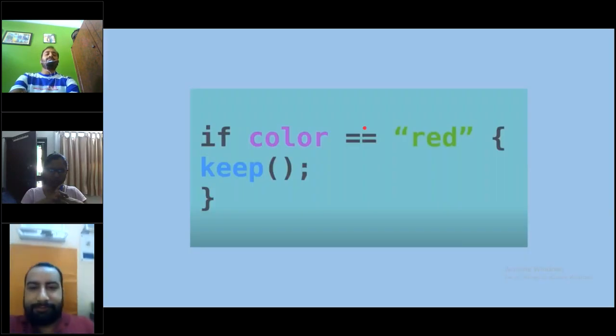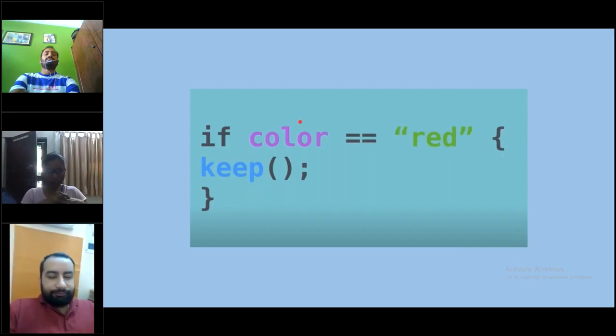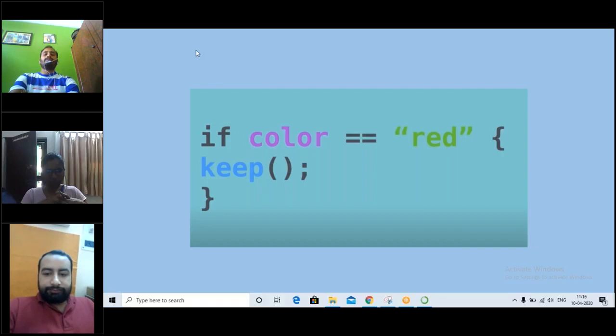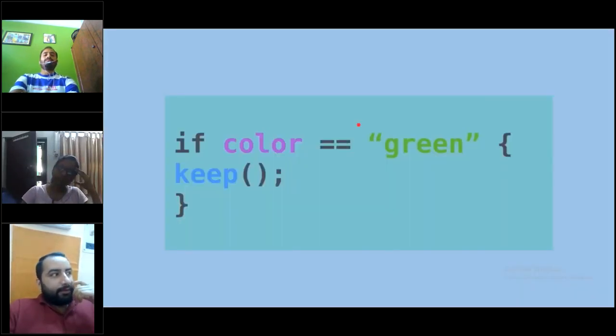All right, so let's say we want to identify a tomato, or let's say we want to identify an apple. How do we do that? We have to write some condition. We'll say that if it is red, then keep it, otherwise leave it. Now let's say it is chili harvesting time. Now we want to identify the chilies in your farm. So what will we do for that? We will say if the color is green, keep it, otherwise leave it.